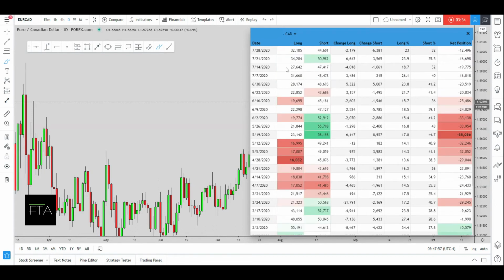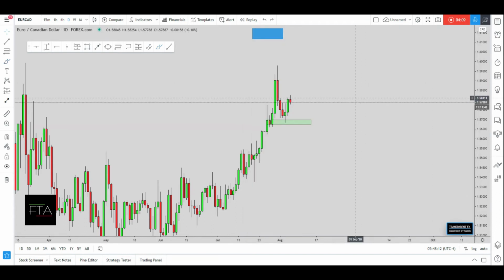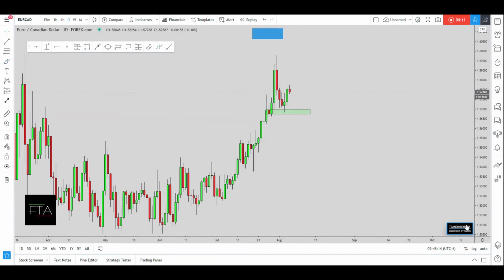And if we go and see what we have on the CAD, we can see that on the CAD, institutions have been lately buying the CAD, going from minus 35K to minus 12K net positions. And obviously, we have a new report coming out today, and we will see what kind of situation we have also on the CAD. However, the CAD has been bought and the Euro has been bought as well.